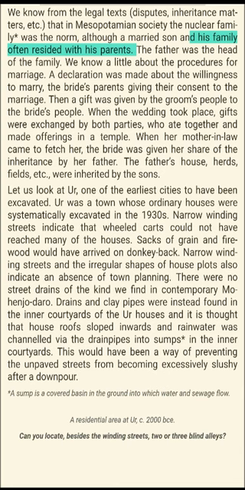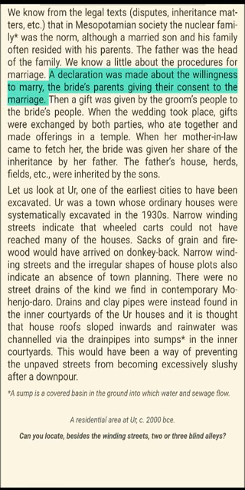A nuclear family comprises a man, his wife and children. We know from the legal texts, disputes, inheritance matters, etc., that in Mesopotamian society the nuclear family was the norm, although a married son and his family often resided with his parents. The father was the head of the family.